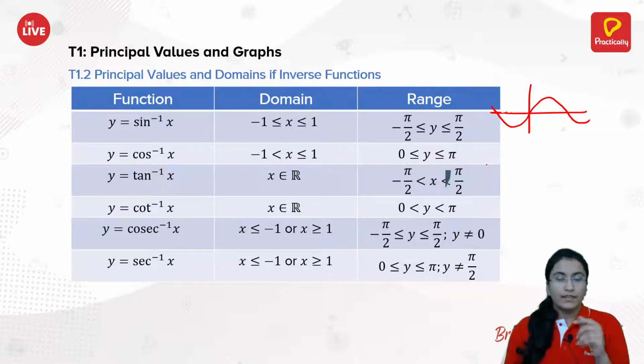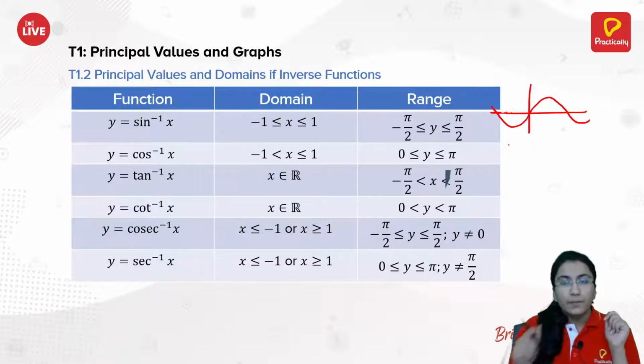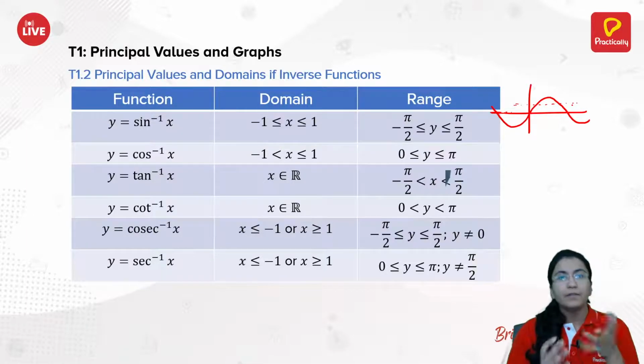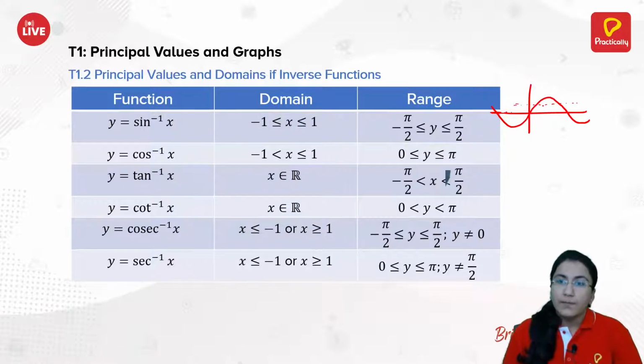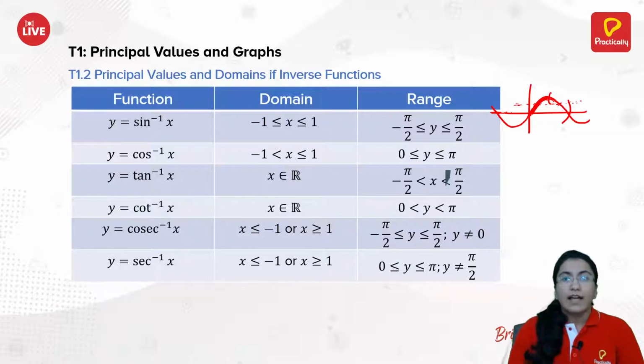So you know this, that if you draw a line parallel to the x-axis and it cuts the graph at 2 points, then it is a many-one function, and we want the function to be one-one so that the inverse function is defined. That means if you take this part with you, you can't take this part with you, right? Because then you can make a line parallel to the x-axis that cuts the sine x graph at 2 points. That means you need to cut the portion after this point.